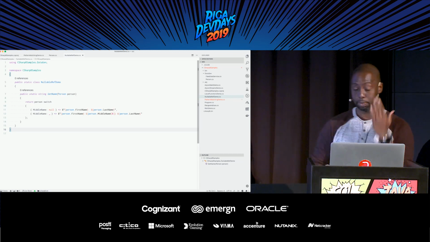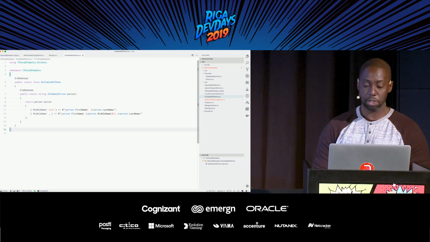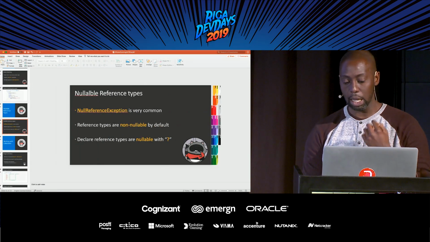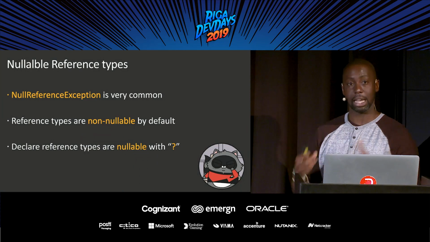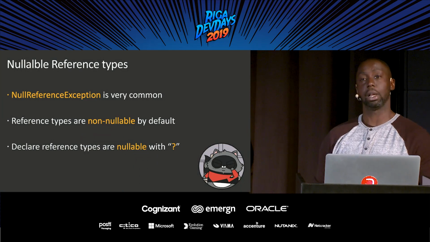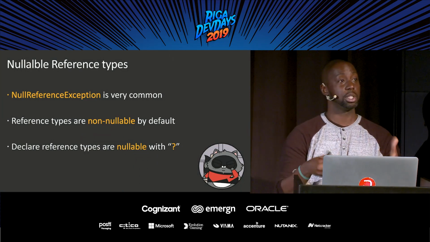nullable reference types. Right. So again, it's just a feature that I like personally because I think it lets you talk very explicitly like this is the intent of this type, right? Like this is how I expect it to behave and this is what I expect it to do.